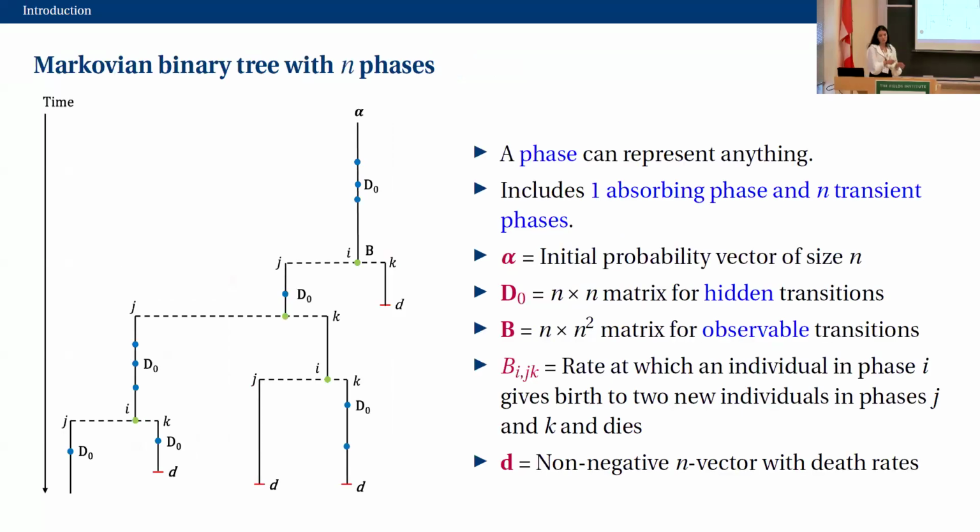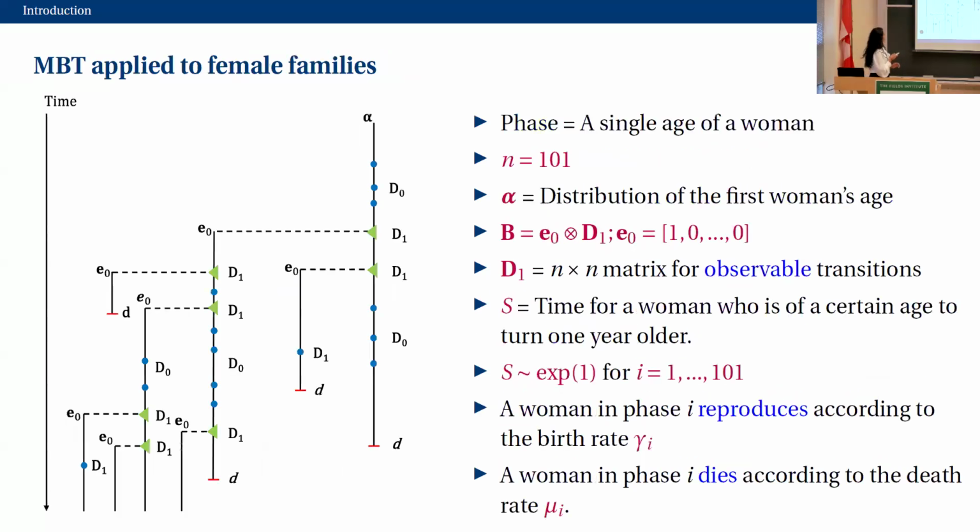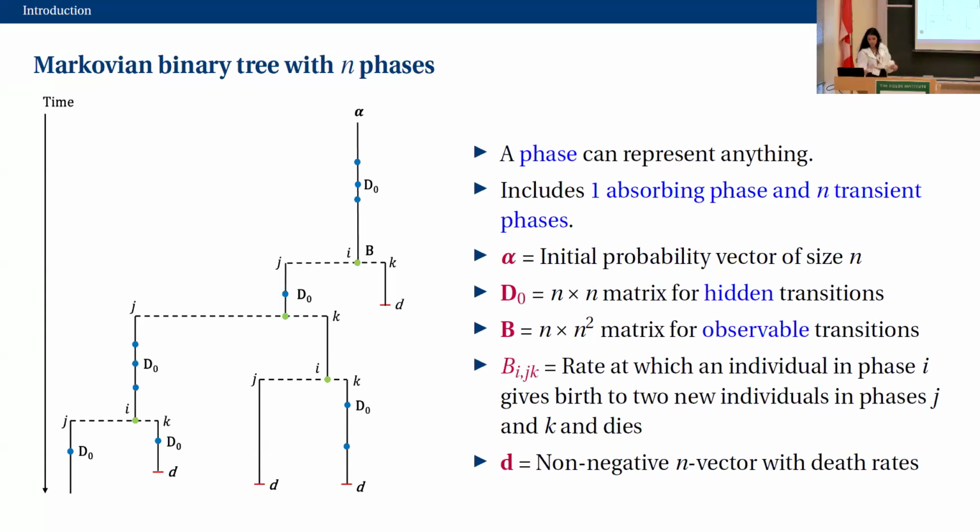But we want more flexibility in our modeling. And that's where the Markovian Binary Tree, which is a class of branching processes, comes in. It's actually an extension of the linear birth and death process, except now we are working with n transient phases and one absorbing phase. So let's consider the general Markovian binary tree first, without connecting it to the birth of women. If you start with the first individual, that individual will start their life at time 0 according to some initial probability distribution alpha of being in a phase. And throughout their life, they can transition into different phases, and that's what you see in blue.